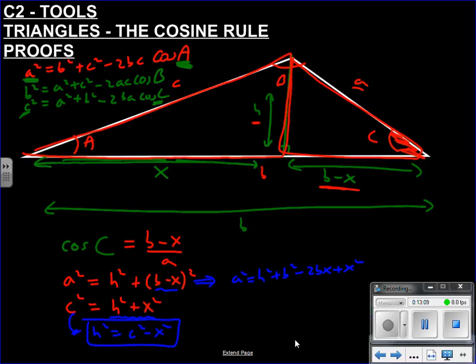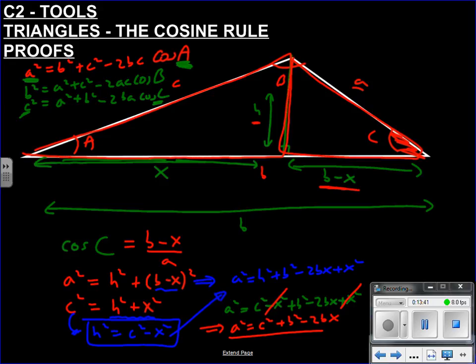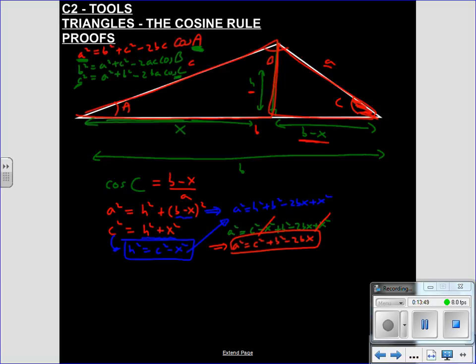Through substitution, I can put this now in here. So this is a squared equals c squared take x squared, remember that's the same as h squared, plus b squared minus 2bx plus x squared. The x squared and the x squared cancels. So I'm left with a squared is c squared plus b squared minus 2bx. This is very positive. This is good. Because this is starting to look just like the cosine rule I needed up here.